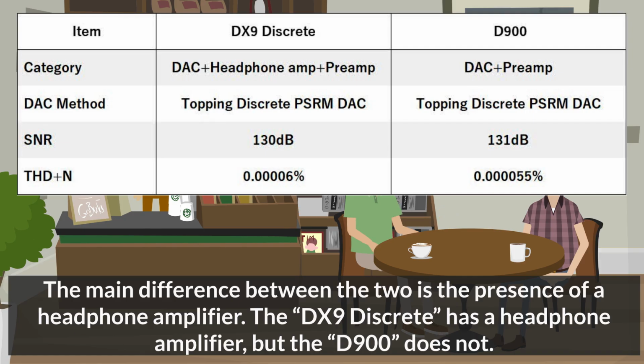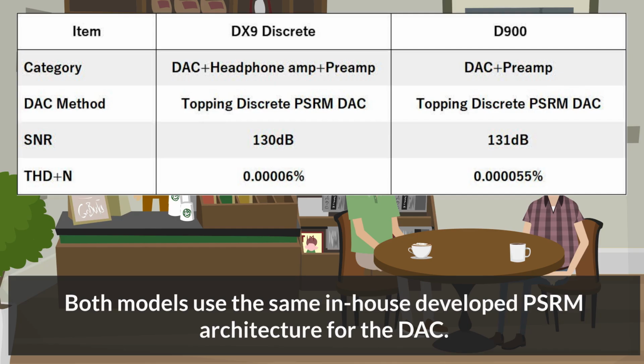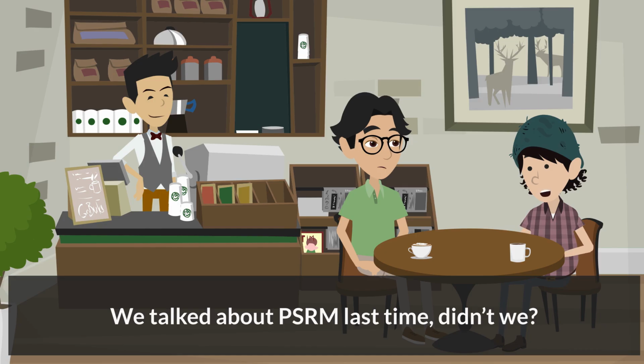The main difference between the two is the presence of a headphone amplifier. The DX9 Discrete has a headphone amplifier, but the D900 does not. Since both models have volume control, the DX9 Discrete can be considered an integrated preamp. Both models use the same in-house developed PSRM architecture for the DAC. We talked about PSRM last time, didn't we?